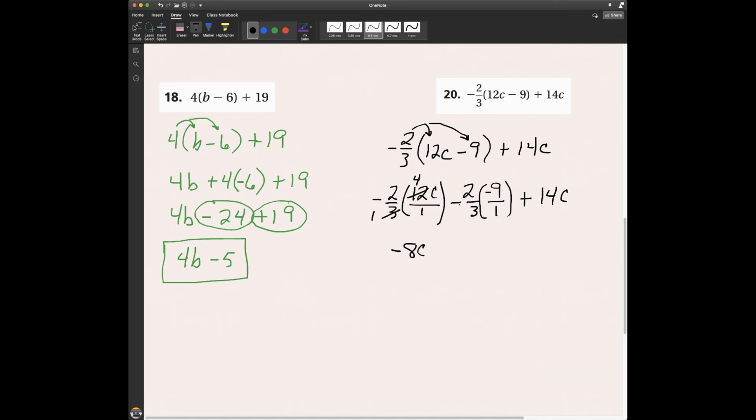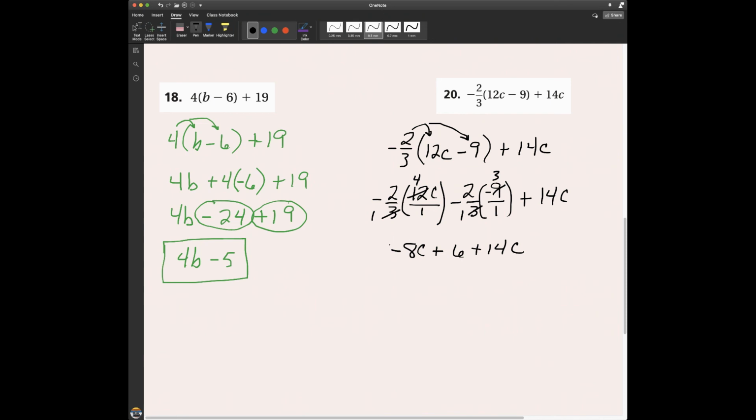Then here I have negative 2/3 times negative 9. A negative times a negative will give me a positive answer. So I've taken care of the sign. And now I can also cancel with the 3 and then with the 9. And that becomes 3. And so I have 2 times 3, which is 6. And that takes care of that term. And then I still have plus 14c. So notice all the parentheses are gone, which is what we want as we're trying to simplify our expressions.